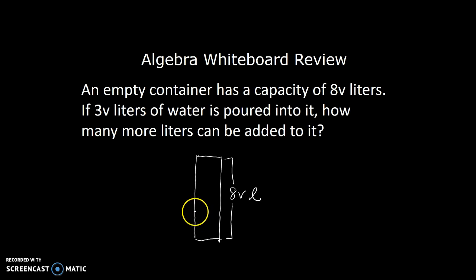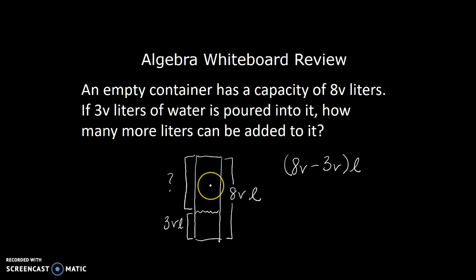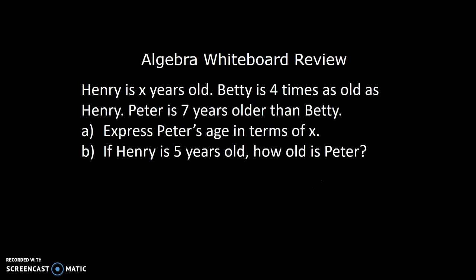And then it says if 3V liters of water is poured into it, how many more liters can be added to it? So this is the space that we're trying to answer right here. This is what we're trying to figure out. So this is easy enough. I think most people got this, but this is a part whole model, and we're just going to subtract. So we have 8V minus 3V. We're just trying to find the difference, and that's going to give us how much more we can add to it. So 8V minus 3V, those are both in terms of V, so we can subtract, is 5V liters.